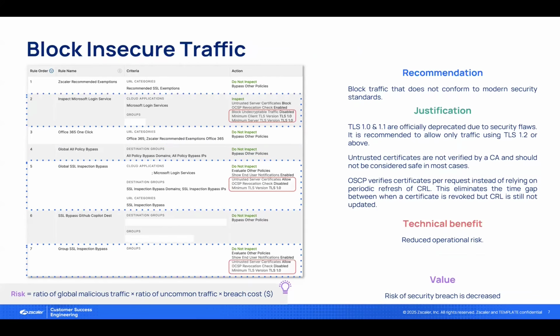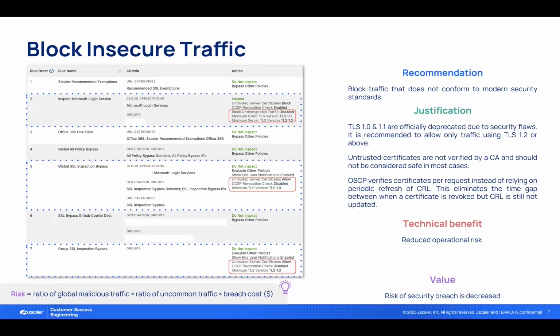Next, it's recommended that you use SSL policy to block traffic that does not conform to modern security standards. TLS 1.0 and 1.1 are officially deprecated due to security flaws. It's therefore recommended to set a TLS version of 1.2 or above as the minimum TLS version for both client and server. Similarly, untrusted certificates, which are not verified by a central authority, should not be considered safe in most cases and should be blocked. Finally, enabling the OCSP revocation check will ensure that certificates are validated per request instead of relying on a periodic refresh of the CRL.